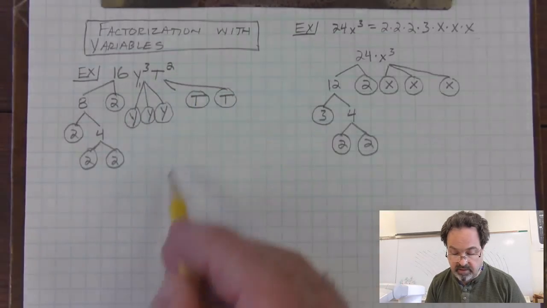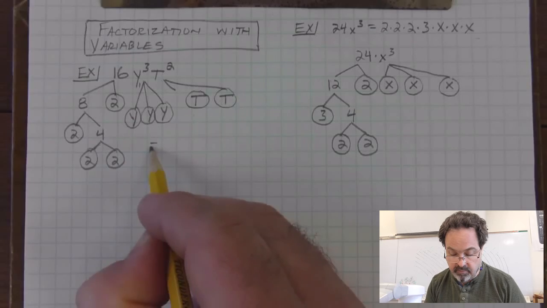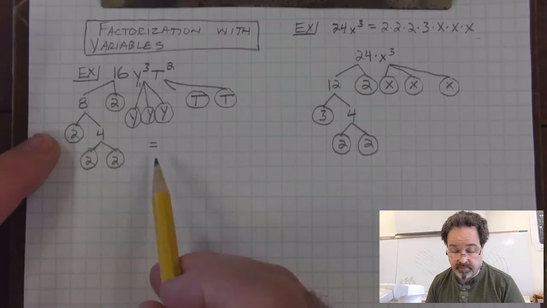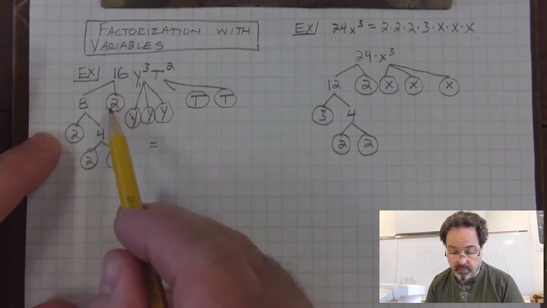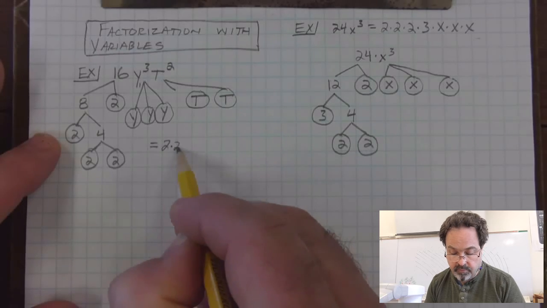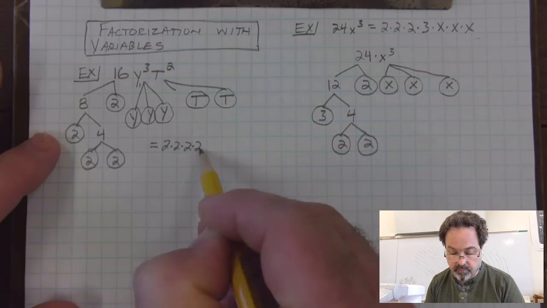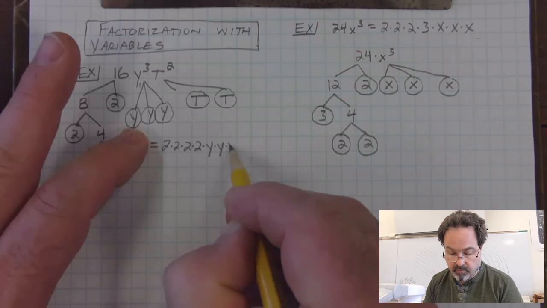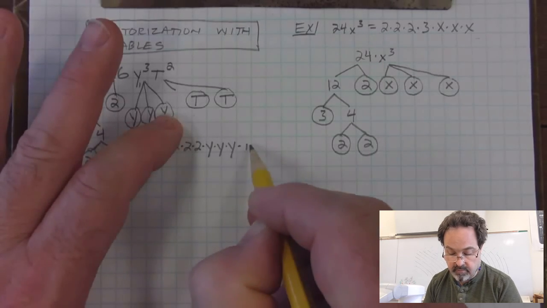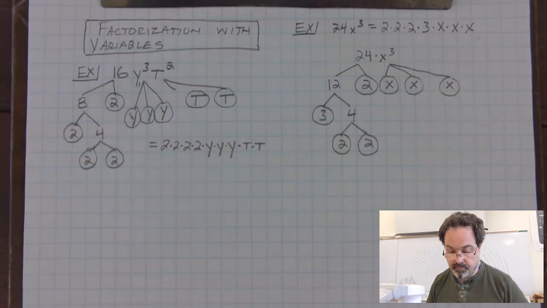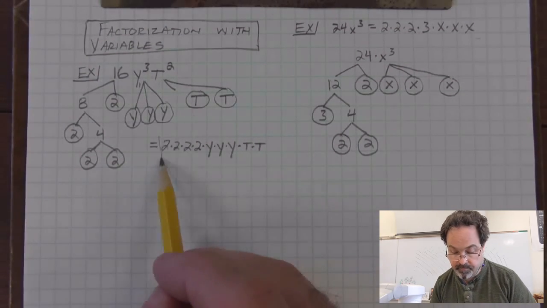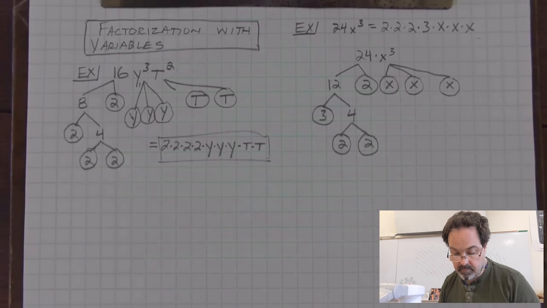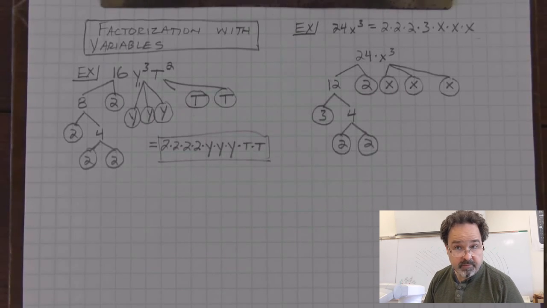16y cubed t squared is equal to, and then we'll list the numbers first, the lowest ones are best, 2 times 2 times 2 times 2, and then the y's: y times y times y, and then the t's. Being able to do this is a part of a more complex algebraic solution process in simplifying.